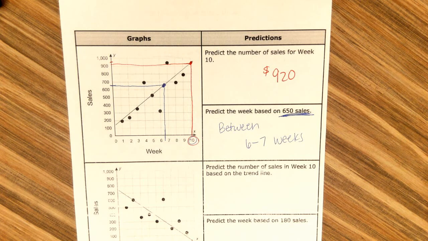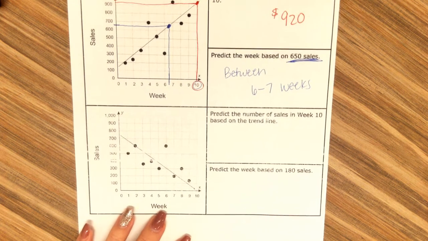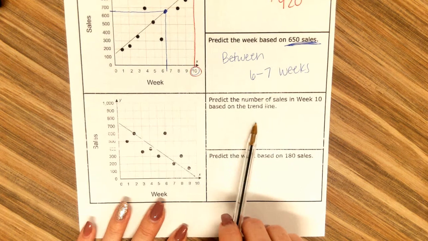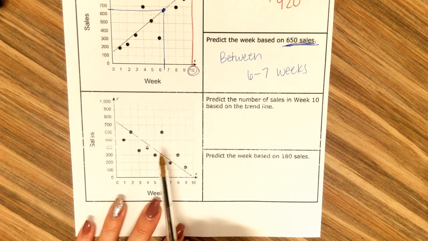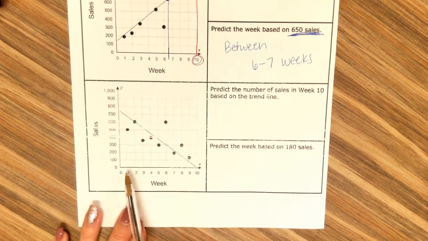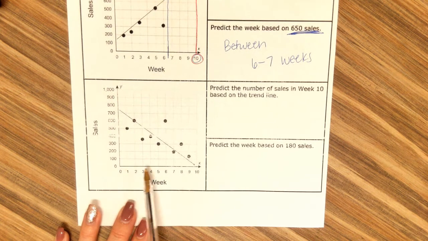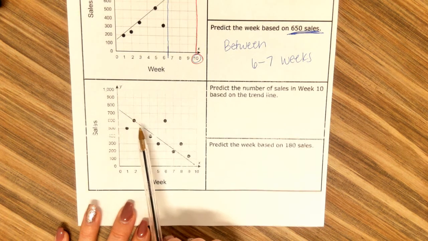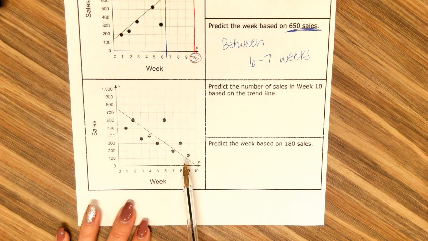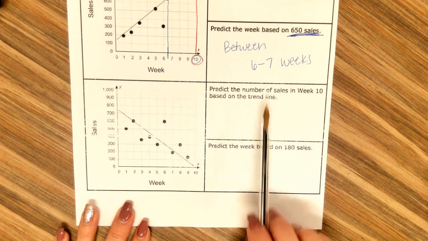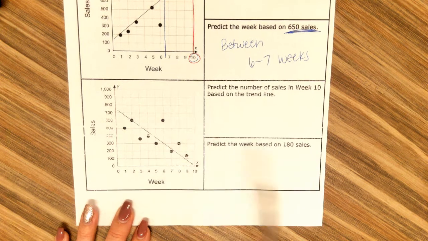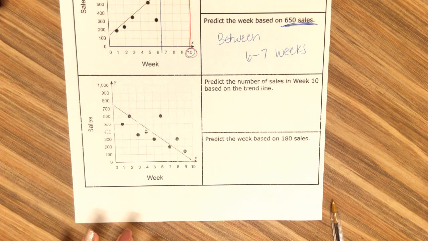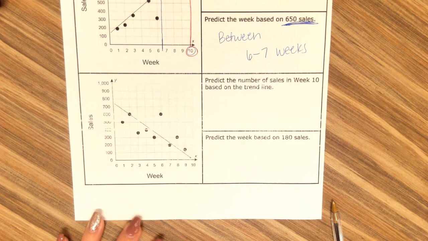So do y'all understand how to use a trend line? I am going to give you a moment to answer this question on your own based off of this graph. But real quick, let's look at this graph. What's happening now? As the weeks are going up, the sales are going down. This is a negative trend. I want you to answer these questions based off of this graph. Go. Everybody should be doing it. Answer this question right now.